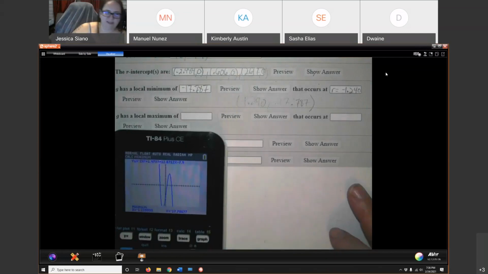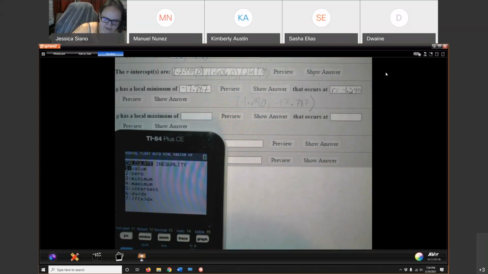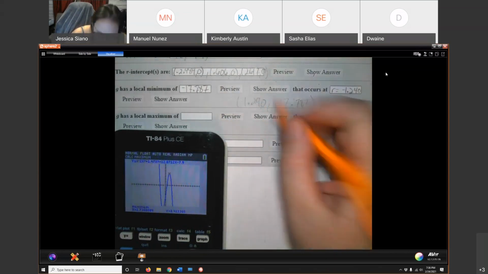So now let's do the same thing for the maximum. Second and then trace to get to calc. Maximum. Anywhere to the left of the max. Anywhere to the right of the max. Enter one more time.